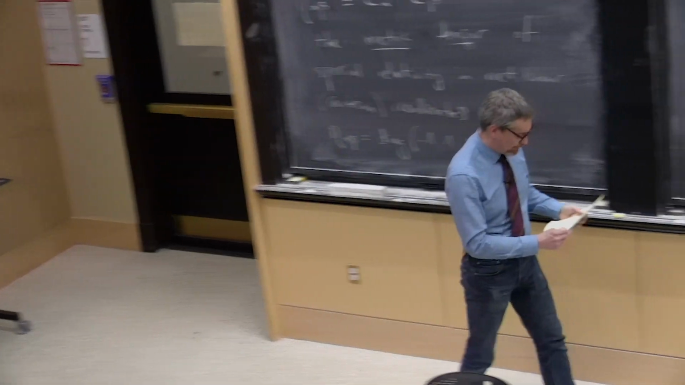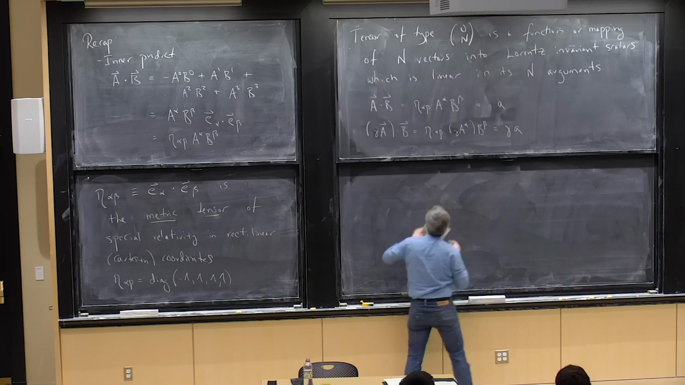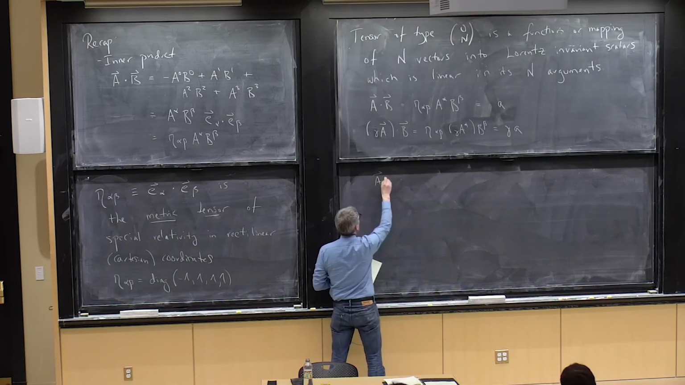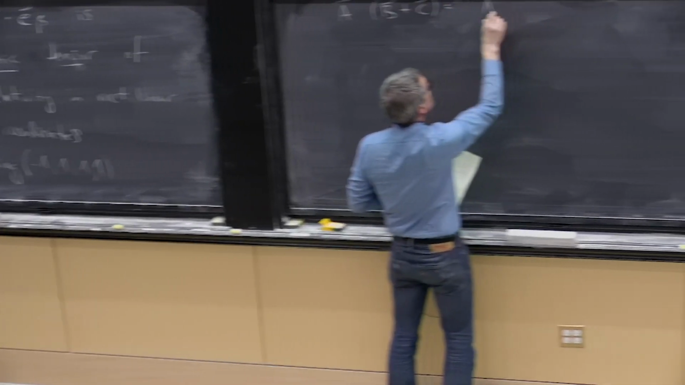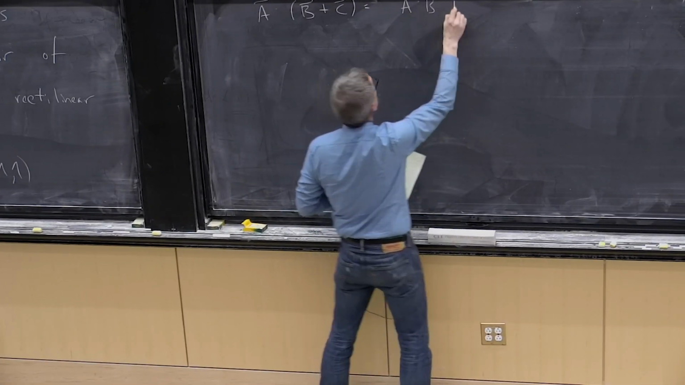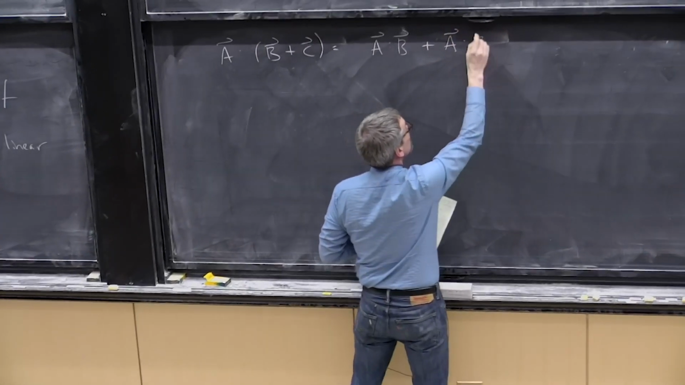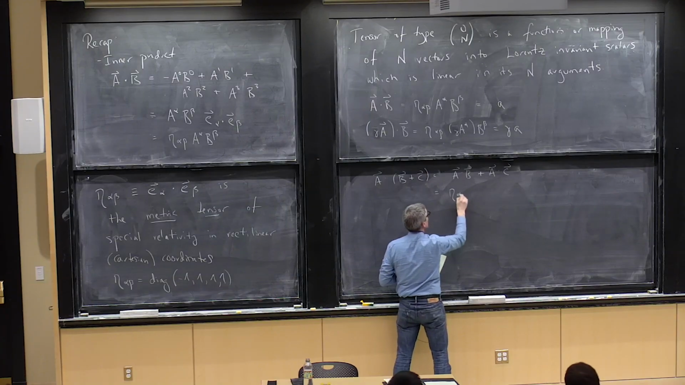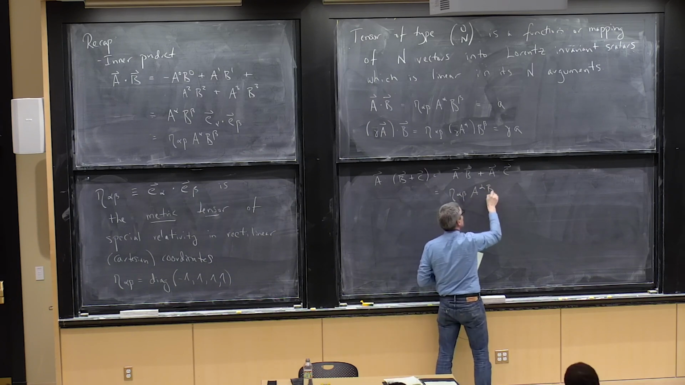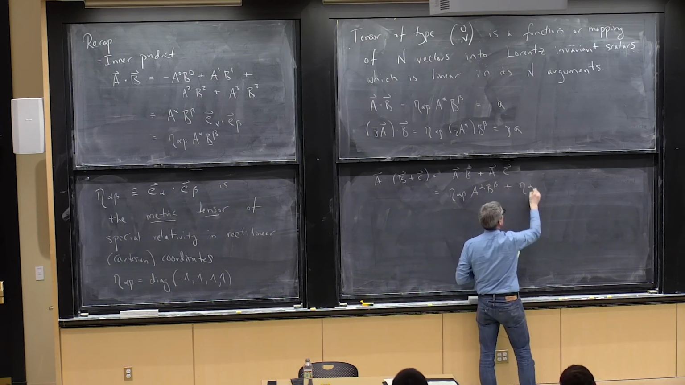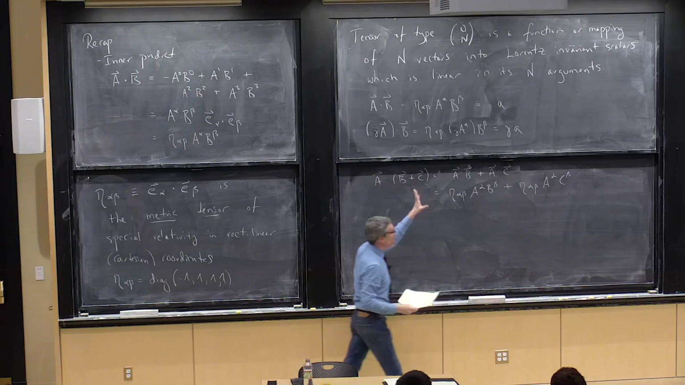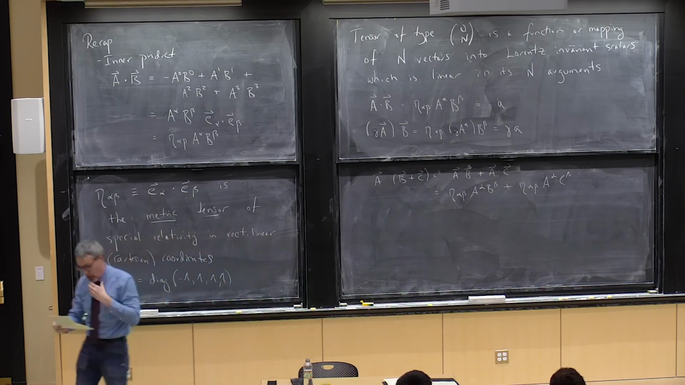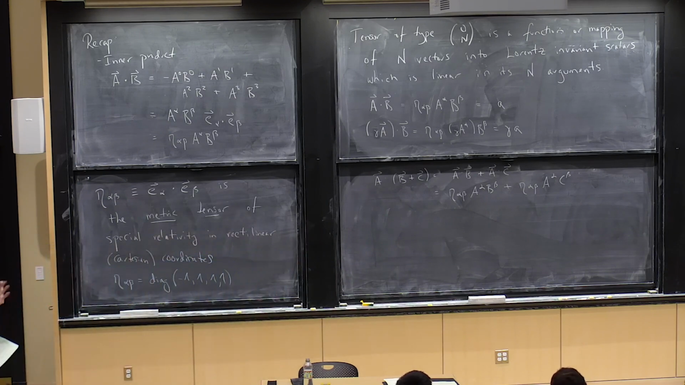If I take the dot product of A with the sum of 2 vectors, okay, et cetera. You can keep going. All the rules for linearity are going to hold. I'm not going to step through them all. You can sort of see where they all go.